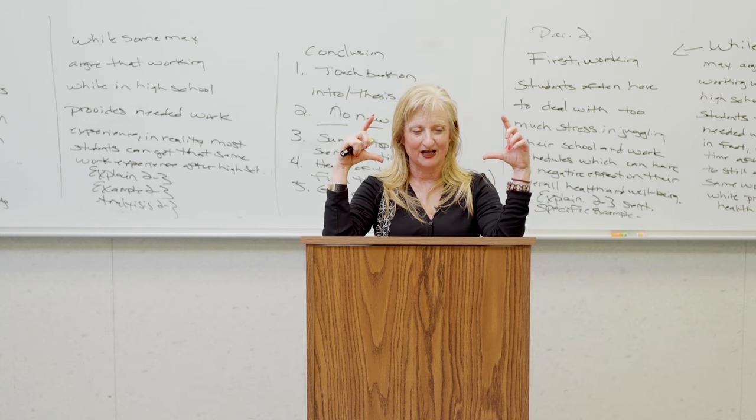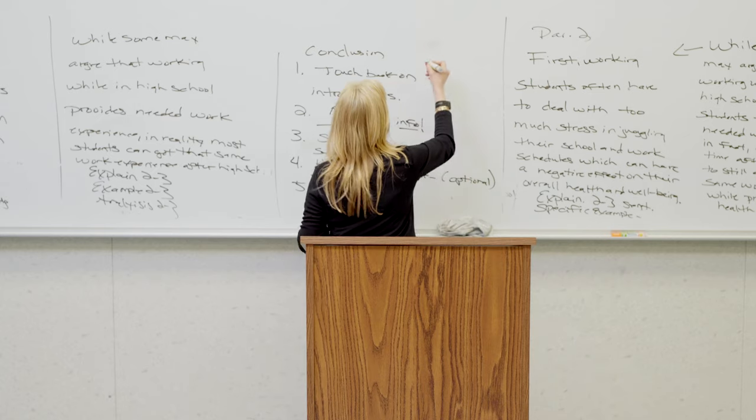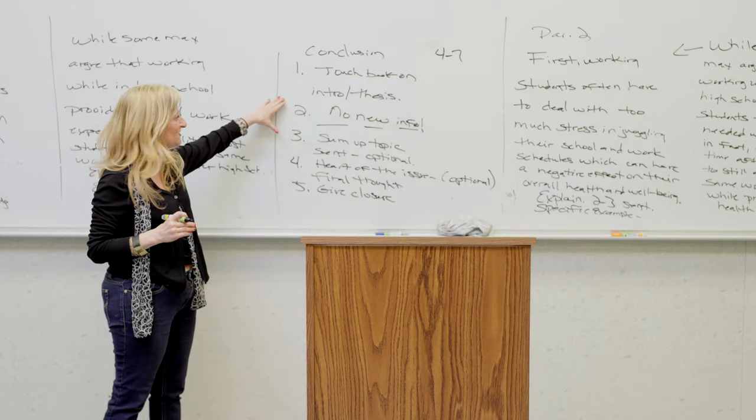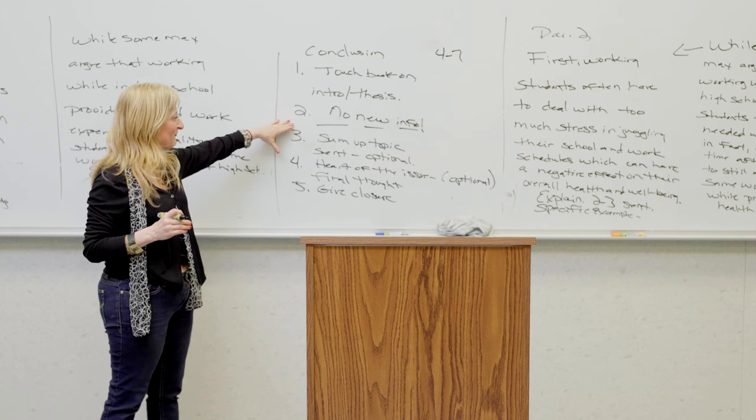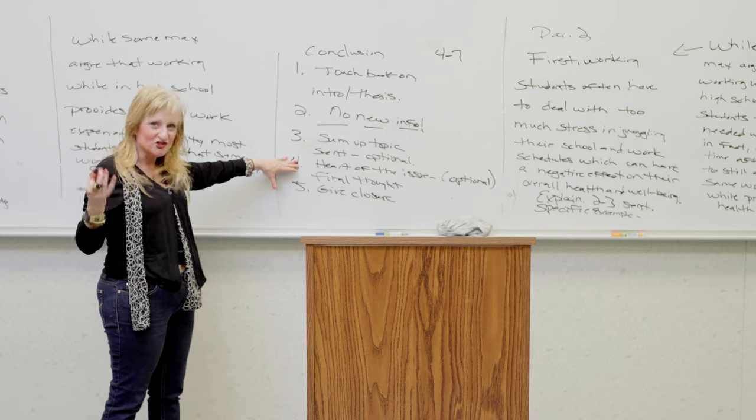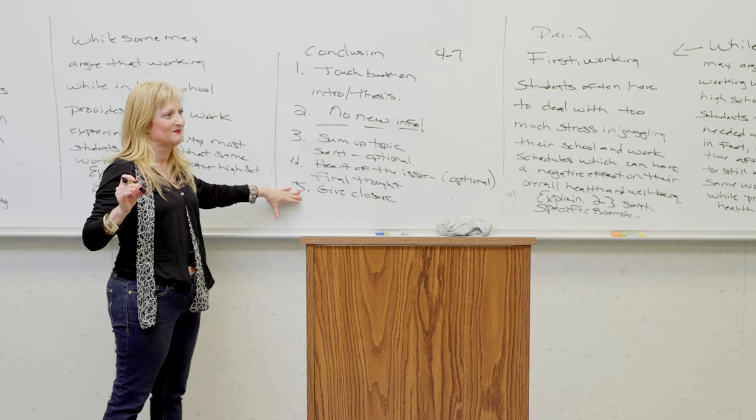You're going to write a conclusion about 4 to 7 sentences that does all these things. It touches back on the intro and thesis, does not have new information. You could choose to sum up the topic sentences. You could choose to give a final thought about the heart of the issue. You do need to give some closure.